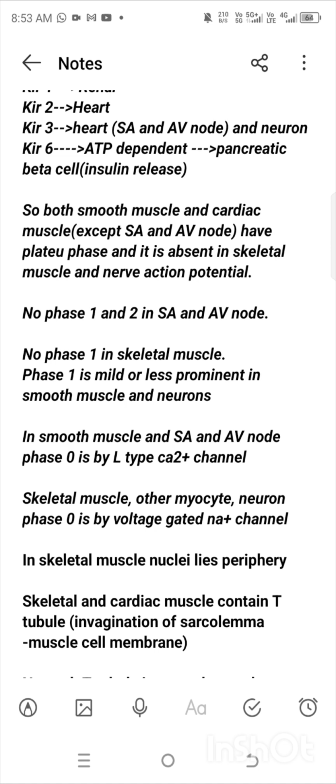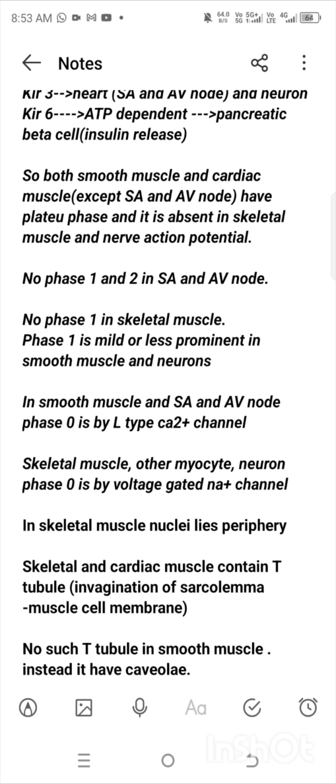There is no early repolarization, phase 1, in skeletal muscle, and phase 1 is mild and less prominent in smooth muscle and neurons. In smooth muscle and the SA and AV node, phase 0 is by L-type calcium channels, while in skeletal muscles, other myocytes and neurons, phase 0 is by voltage-gated sodium channels.